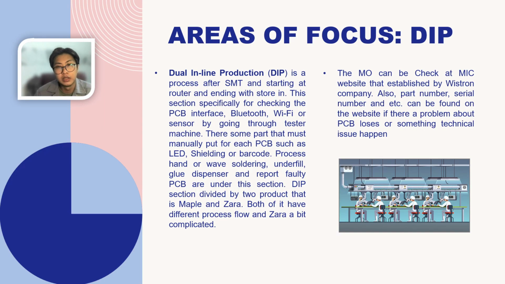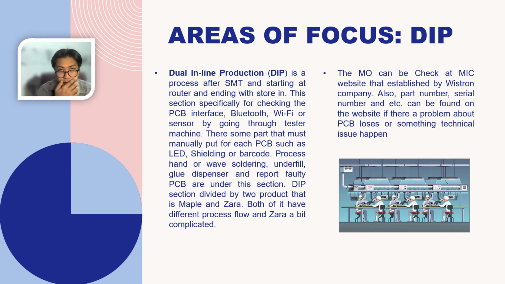For the next, the second section is DIP, what we call dual inline package. It's a process after SMT, starting at the router and ending with store in. This section is specifically for checking the PCB interface, Bluetooth, Wi-Fi, or sensor by going through the tester machine. There are some parts that must be manually put on each PCB, such as LED, shading, or barcode.